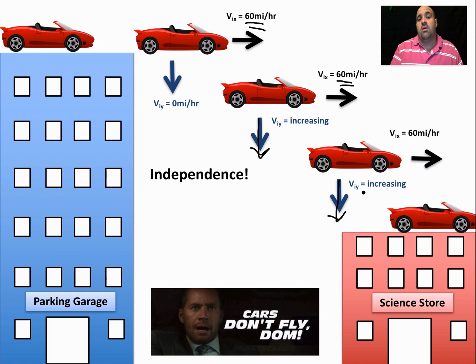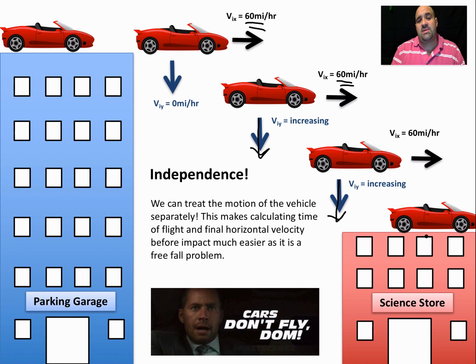So in your rush and zeal to get your Einstein doll, of course, you get to the store very fast. But like Paul Walker said in the movie, cars don't actually fly, so you will die. You're not going to be able to drive a car out of a window from one building into another like they did in the movie. But the important part for you to see here is the independence of the two directions of motion. When you have velocity in the x, it's completely independent of your motion in the y. And gravity only changes your velocity in the y direction.